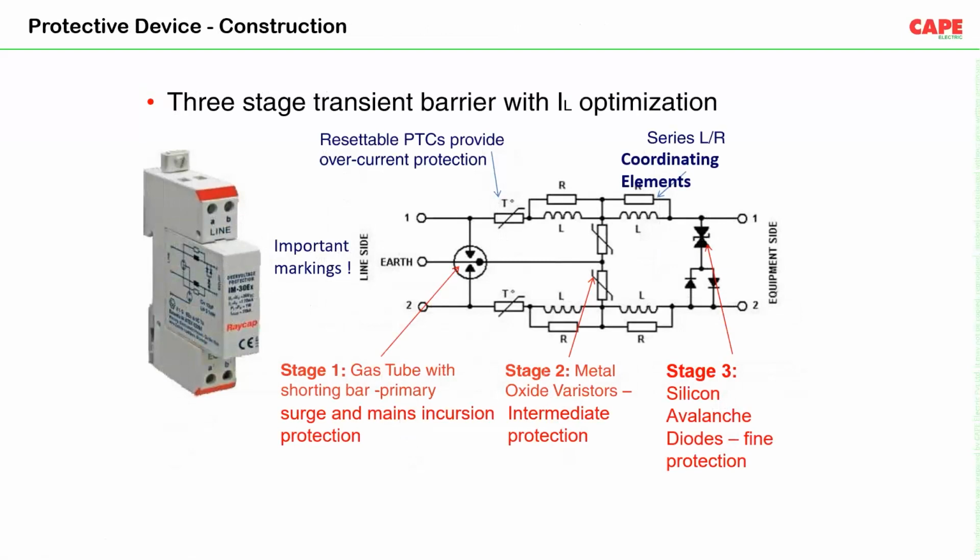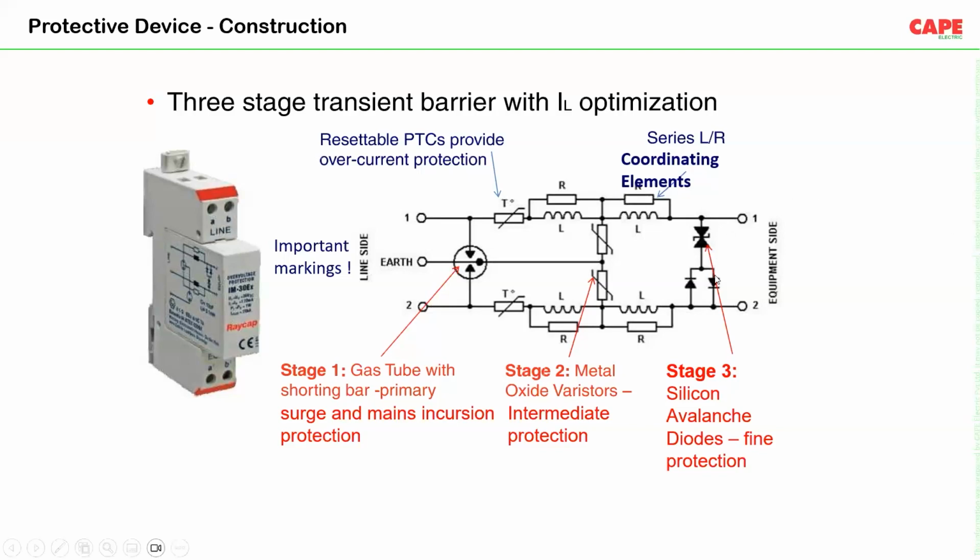This is an example of how a device can be built using these three components. They have a gas discharge tube at stage 1. Then there is a MOV with a parallel circuit of resistor and inductance for the voltage drop. Similarly, there is a diode at stage 3. On the right hand side there is the diode, on the left hand side there is the GDT, and in between there is the MOV.